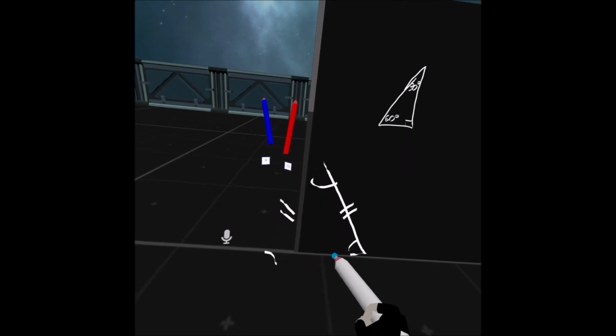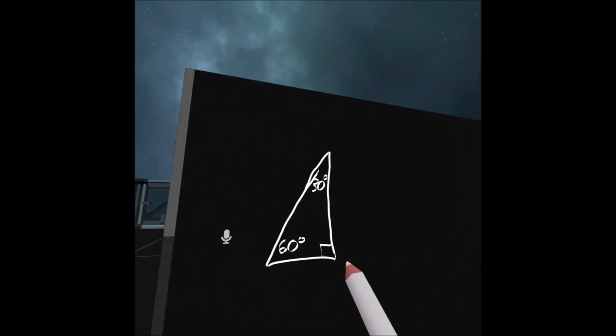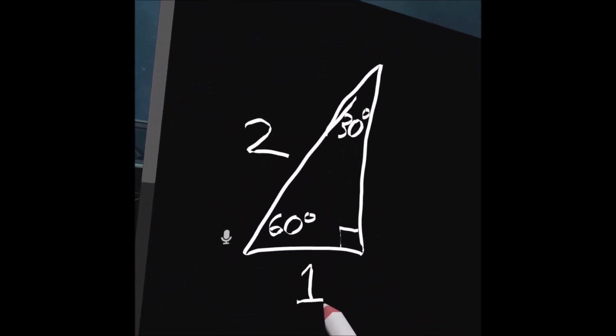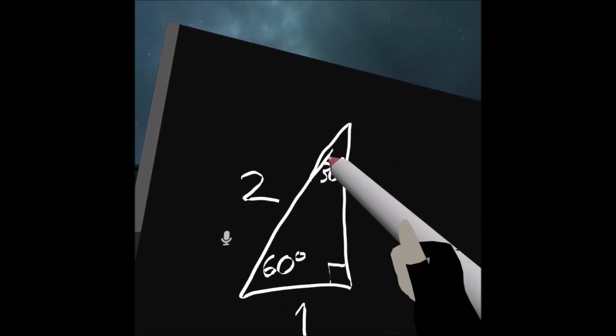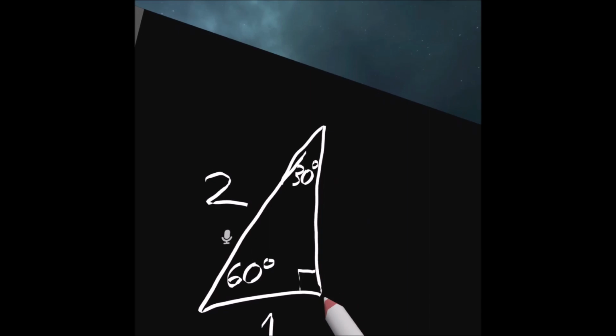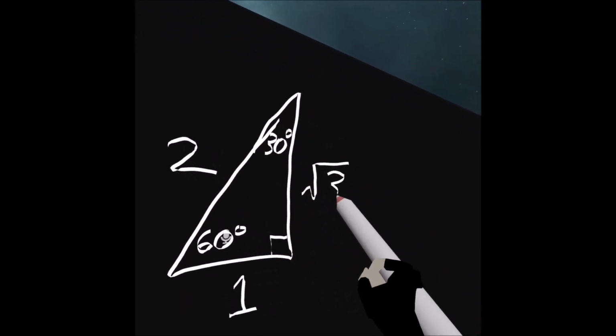Let me erase that. So now that's why when this is 2, this is 1, because it's a half of an equilateral triangle. So this is 2, this is 1. And then the height right here is equal to the square root of 3. Okay.